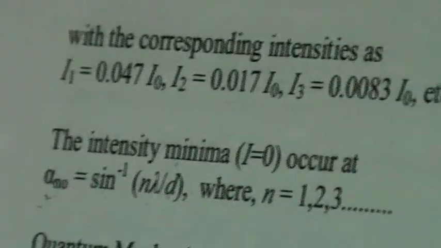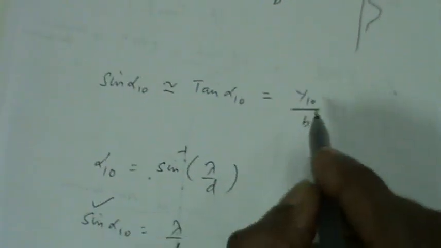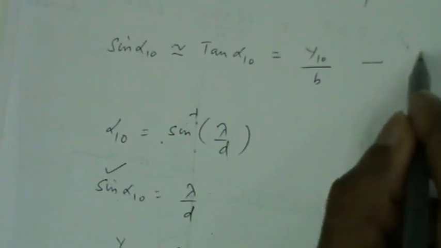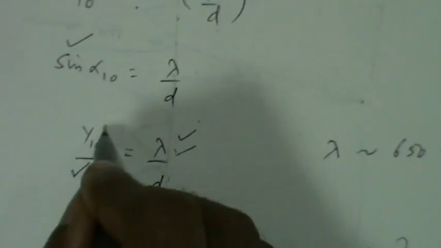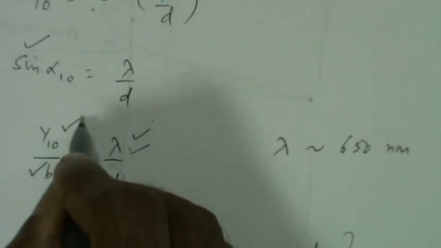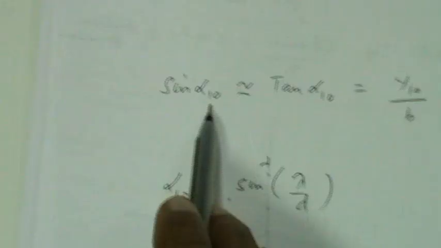So you just substitute for sin alpha 10 in this expression. Sin alpha 10 equal to lambda by d. That's what is written over here. So substituting for sin alpha 10 from expression 1, which is y10 by b, what we get is that y10 by b equal to lambda by d. So b is fixed, lambda is fixed, and y10, if it can be measured through measurement, then it is possible for us to determine the slit width. Now the slit width is determined through the first minimum.